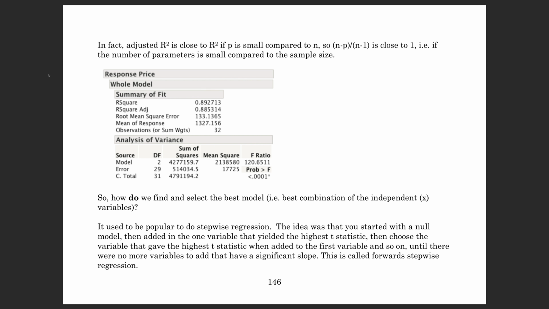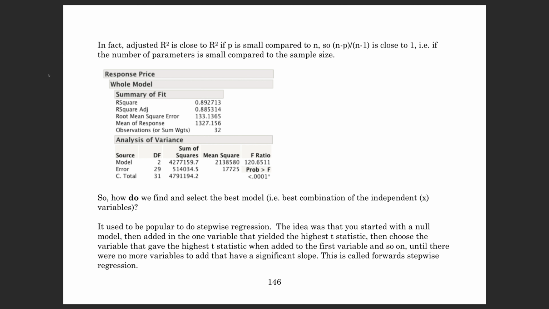If we divide the sum of squares by the degrees of freedom, we get the mean square for our model is 2138580. The mean square for the error is 17725. So the ratio of those two is 120. So f values bigger than about 2 will often be significant if n is reasonably large. So this is an enormous value for f, and it's highly significant. And if we look above, you'll see in this particular case, the R-squared value is 89.3% roughly, and the adjusted R-squared is 88.5%. So it doesn't make too much difference.